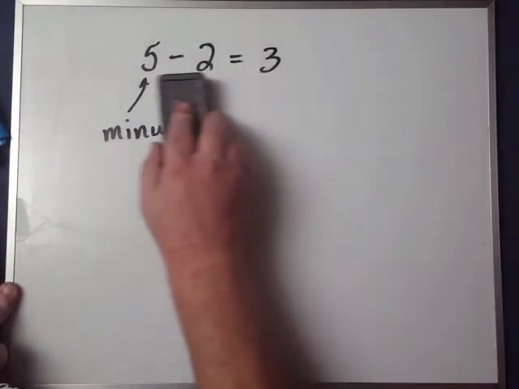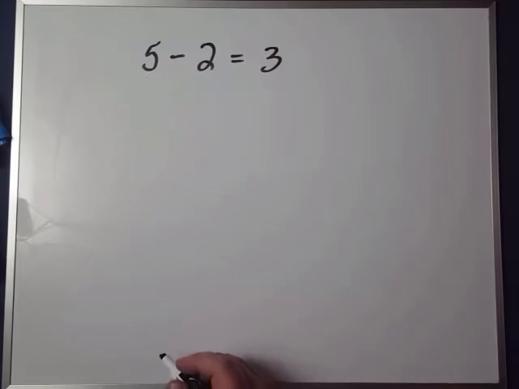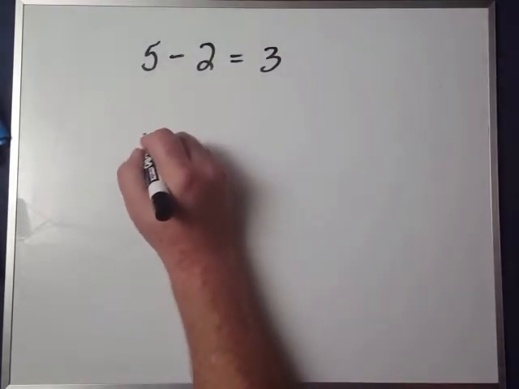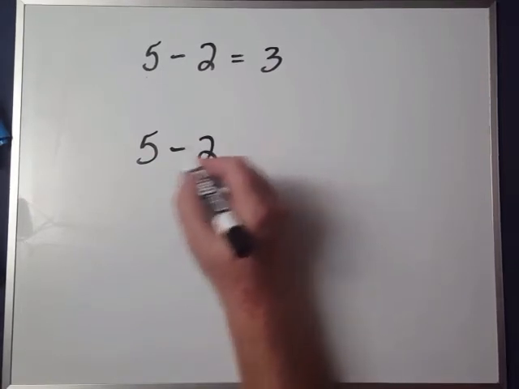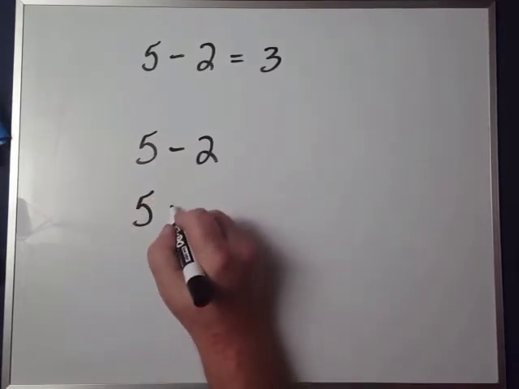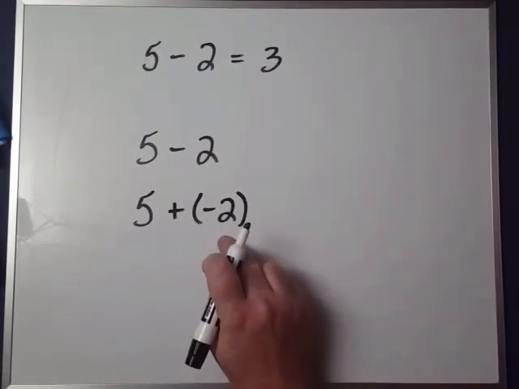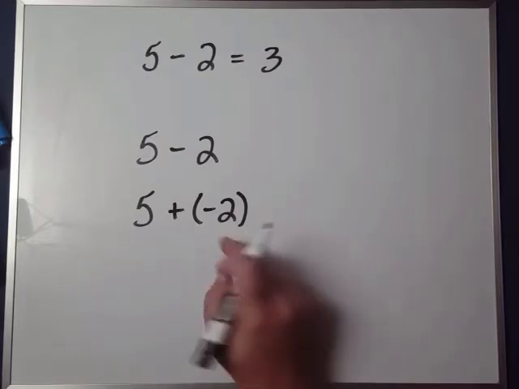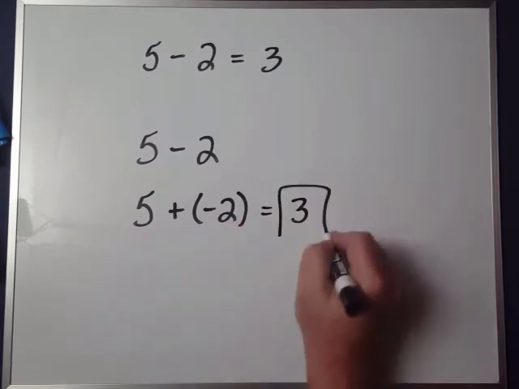Let's see how this definition works on this very simple problem. This is not how I would work the problem, but let's just see what she means here in the blue box. Instead of subtracting, I can always add. She says 5 minus 2 is the same as 5 plus a negative 2. I'm adding two numbers of opposite signs, so I'm going to subtract their absolute values. 5 minus 2 is 3. 5 is bigger than 2. The 5 is positive, so my answer is positive.